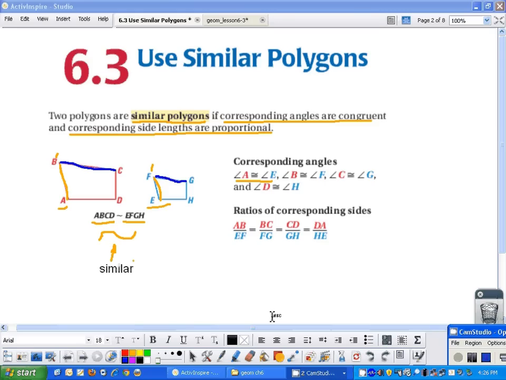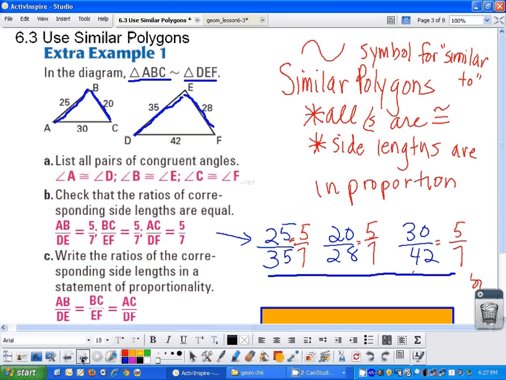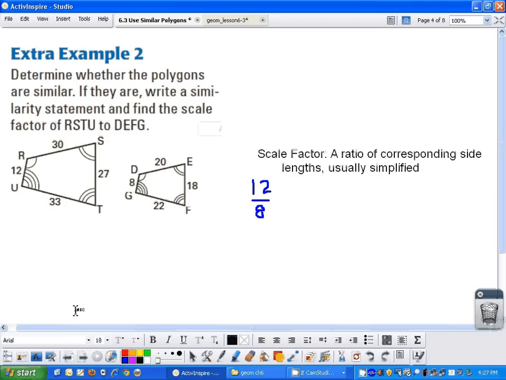We were working on using similar polygons. We had defined similar polygons. We had gone on and looked at an example, and now what we want to do is look at example 2, and we are going to learn about scale factor.